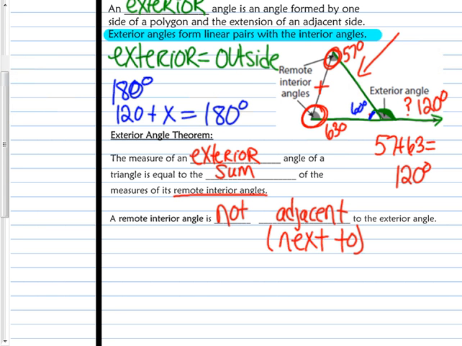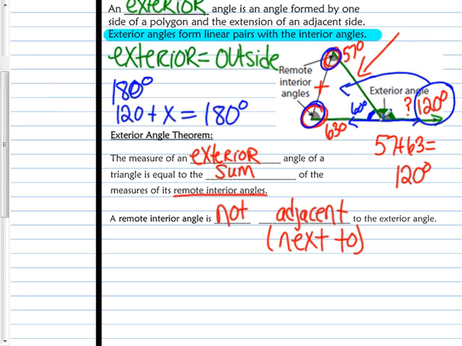But again, those are just examples that I put in there to show you how this works out. So, as a recap, an exterior angle forms a linear pair with its interior counterpart. So here's our nice linear pair, 180-degree line, okay? And the exterior angle is equal to the sum of the two remote interior angles. So 57 plus 63 were the remote interior angles because they're not touching the exterior angle, they're remote. Add them up, 120 degrees.